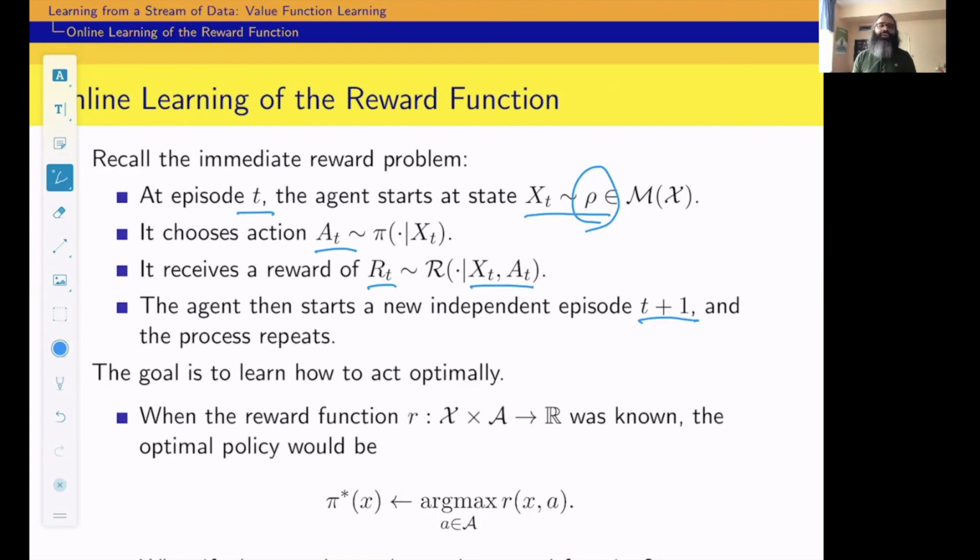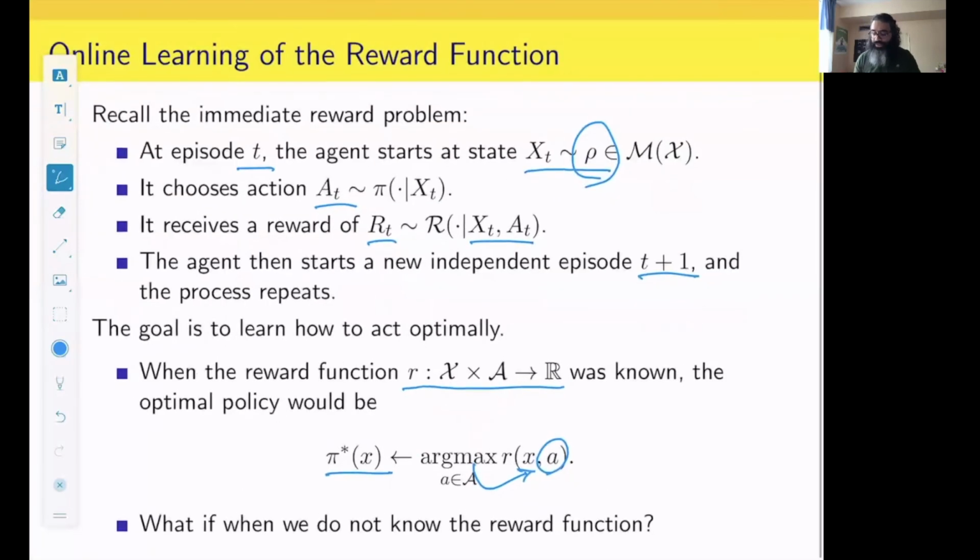And if you recall, we were talking about expected rewards. So essentially the optimal policy in that case was that if we know the reward function, then for any state X that the agent is in, it should choose the action with maximum reward. So it takes a maximizer over actions, and that would be the optimal policy for it.